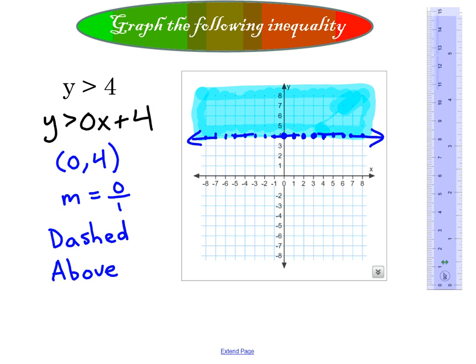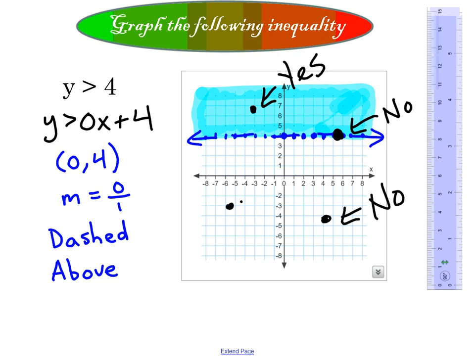So if I put a dot on the black or on the blue line right there, that would be a no because it's on a dashed line. If I put a dot in here, yes, this is part of my solution area. If I put a dot here, I would say no, that's not part of my solution area. If I put a dot here, I would say no, that's not part of my solution area. So the only things that are in my solution area on this problem is that colored in area.